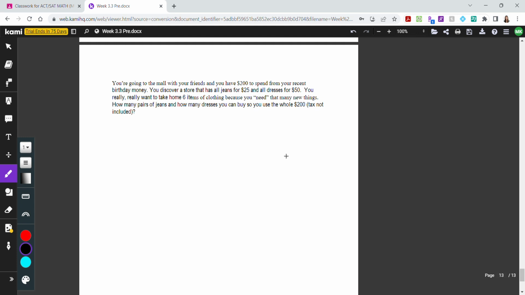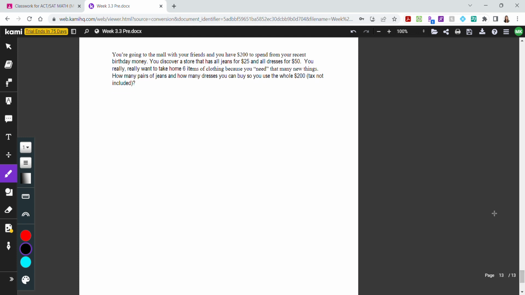You're going to the mall with your friends and you have $200 to spend from your recent birthday money. You discover a store that has all jeans for $25 and all dresses for $50. You really want to take home 6 items of clothing because you need that many new things. How many pairs of jeans and how many dresses can you buy so you use the whole $200? Tax not included. All right, so from here, I'm just going to assign letters so I can keep track.